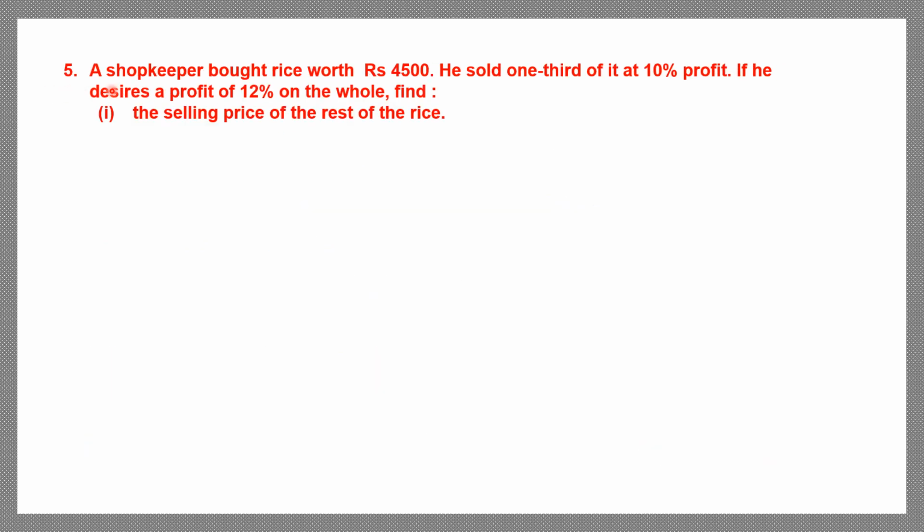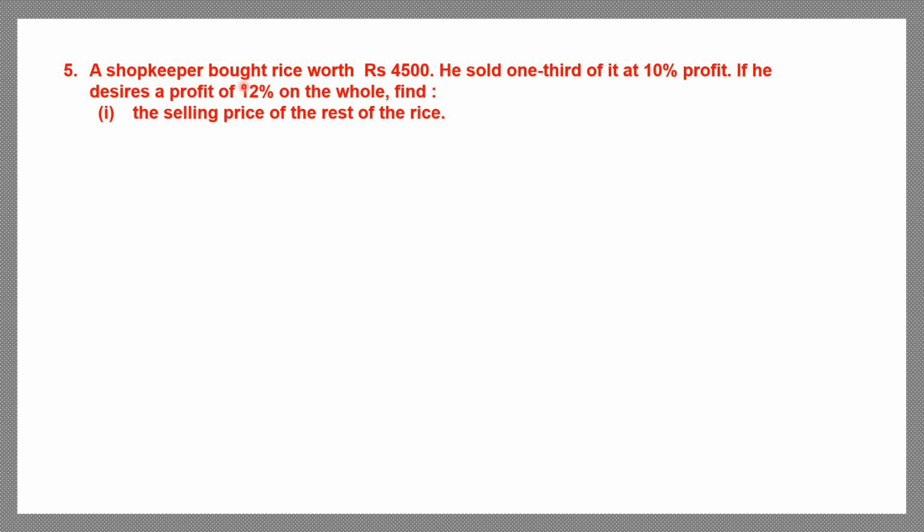Question 5. A shopkeeper bought rice worth 4,500 rupees. He sold one third of it at 10% profit. If he desires a profit of 12% on the whole, first we have to find the selling price of the rest of the rice. So let's understand this problem.